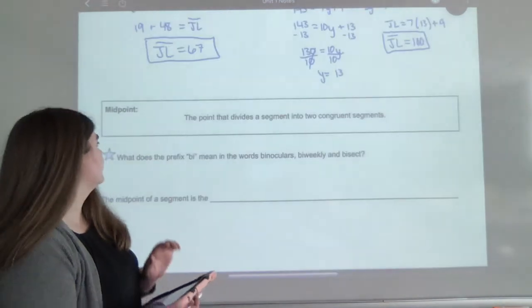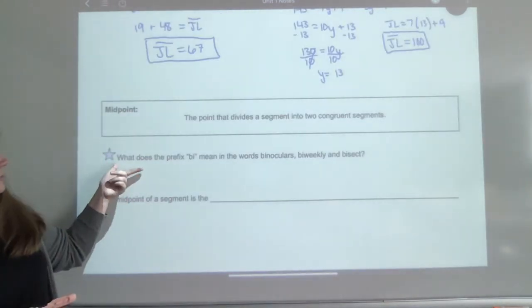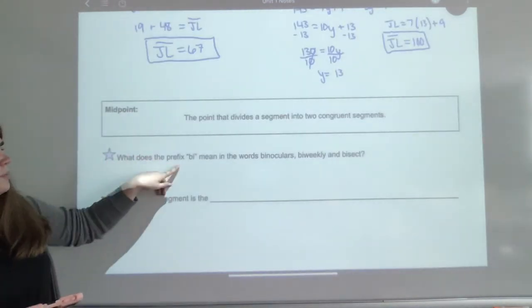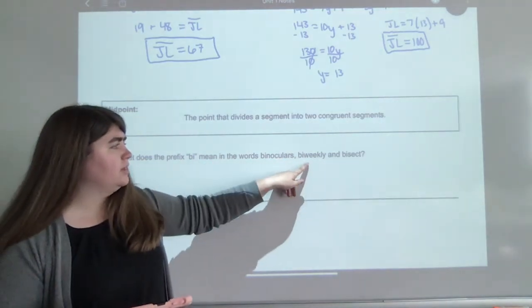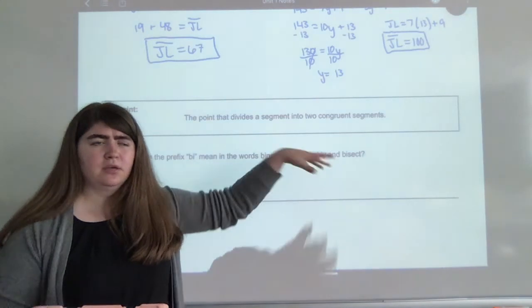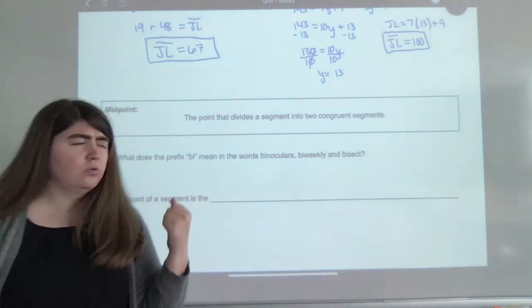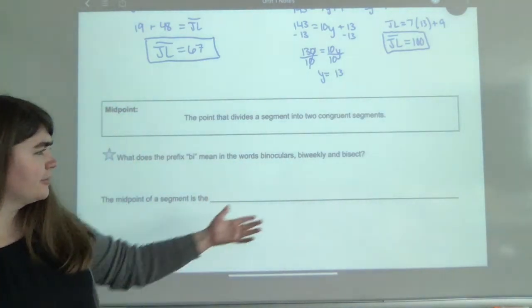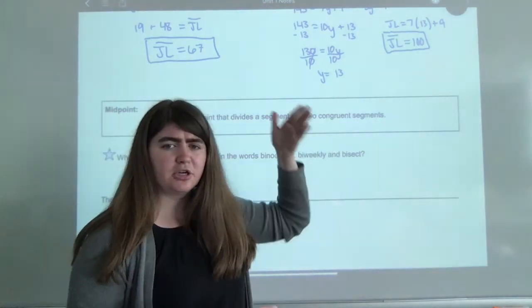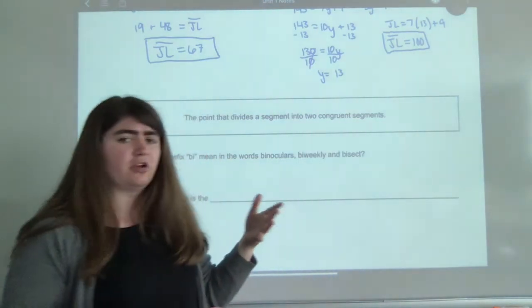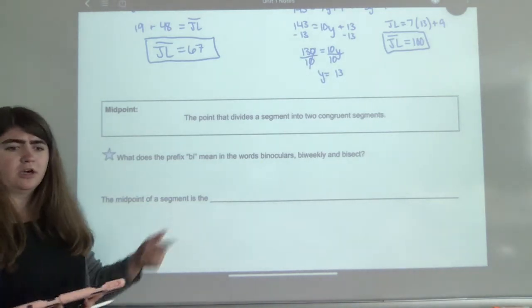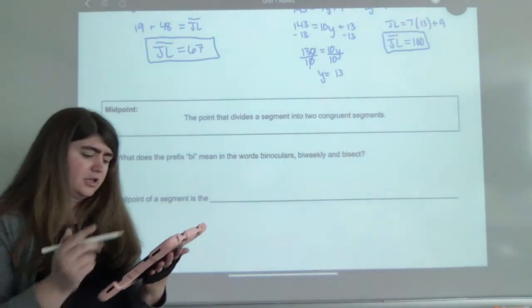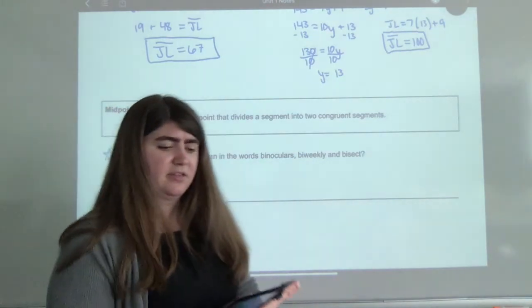Along with a midpoint, we have this little thought bubble here. What does the prefix bi mean in the words binoculars, biweekly, and bisect? Typically you would say 2 when you're thinking bi. If you're saying bisect, you're really saying you're cutting it into 2, or in other words, you're cutting it in half. So the midpoint of a segment is what we call the bisector of a segment, or the segment bisector.